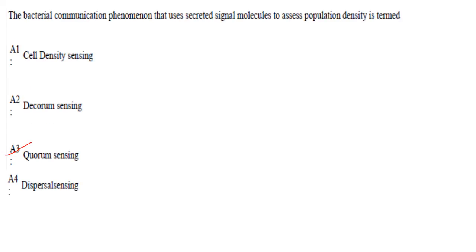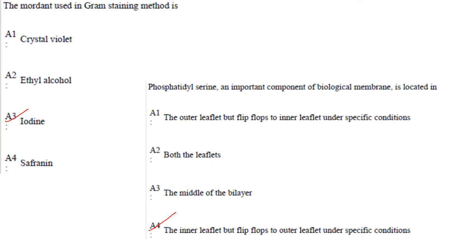The bacterial communication phenomenon that uses secreted signal molecules to assess population density is termed as quorum sensing. Answer is option 3. Next one, the mordant used in gram staining is iodine. Answer is option 3. Then phosphatidylserine, an important component of biological membrane, is located in the inner leaflet, but sometimes it flip-flops to the outer leaflet under specific conditions. So the answer here is option 4.